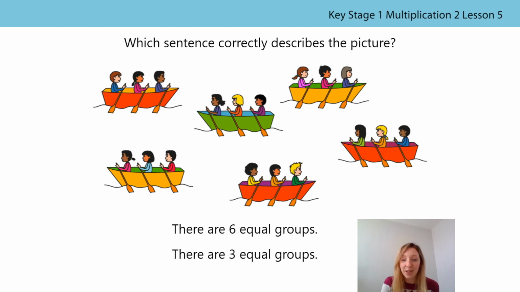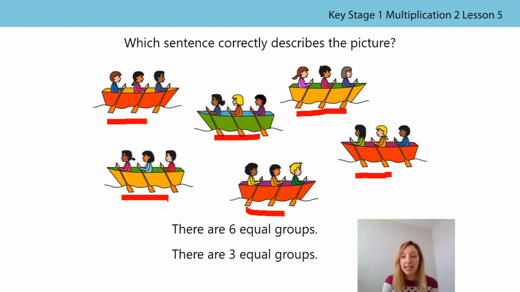Have you worked it out? Do you think you can help me? Thank you. So do you remember when we said that we would call a boat a group? That's really going to help us now. So let's count the groups that we can see. 1 group, 2 groups, 3 groups, 4 groups, 5 groups, 6 groups. How many groups can we see? 6 equal groups. Amazing. Let's say that sentence together. There are 6 equal groups. Oh, well done. It's not there are 3 equal groups, is it?